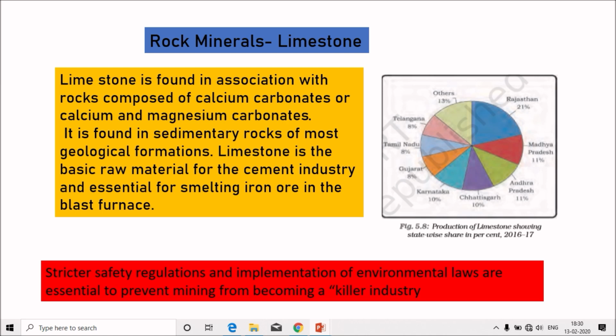Even the minerals we use, we need to be very careful, and we use them very safely, because we should not destroy the environment which is around us. So it's very, very important to have stricter safety regulations and implementations of environmental laws to prevent mining from turning into a killer industry. It is literally called a killer industry.